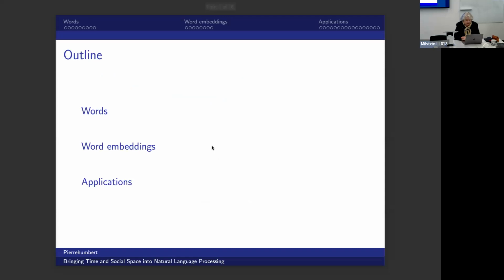So there are three parts to this talk. First, I'm going to talk about some basic phenomena about words that natural language processing systems need to be able to handle and in many cases build on, because these systems are very word-based. Then I'm going to give a tour of word embedding, which I think some of the people here will know about, but others might not. And then I'm going to cover some applications. So, starting with words.